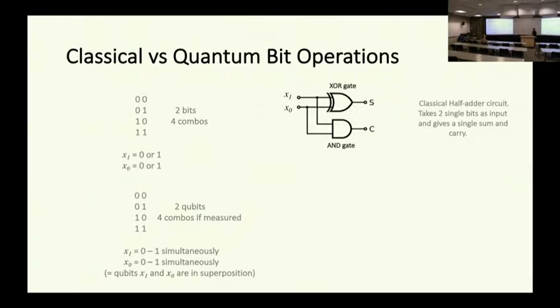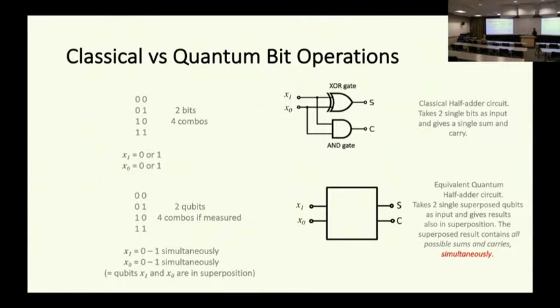Let's do the quantum analog. You have 2 qubits, still 4 combos, but each qubit can take all the values simultaneously. So if you do the same sort of a half adder circuit, what's going to happen is you're going to have the input in superposition, you're going to get the output, which is the result, also in superposition. So in other words, you will get all the sums and all the carries simultaneously, at least on the output terminals, unless you mess with them.